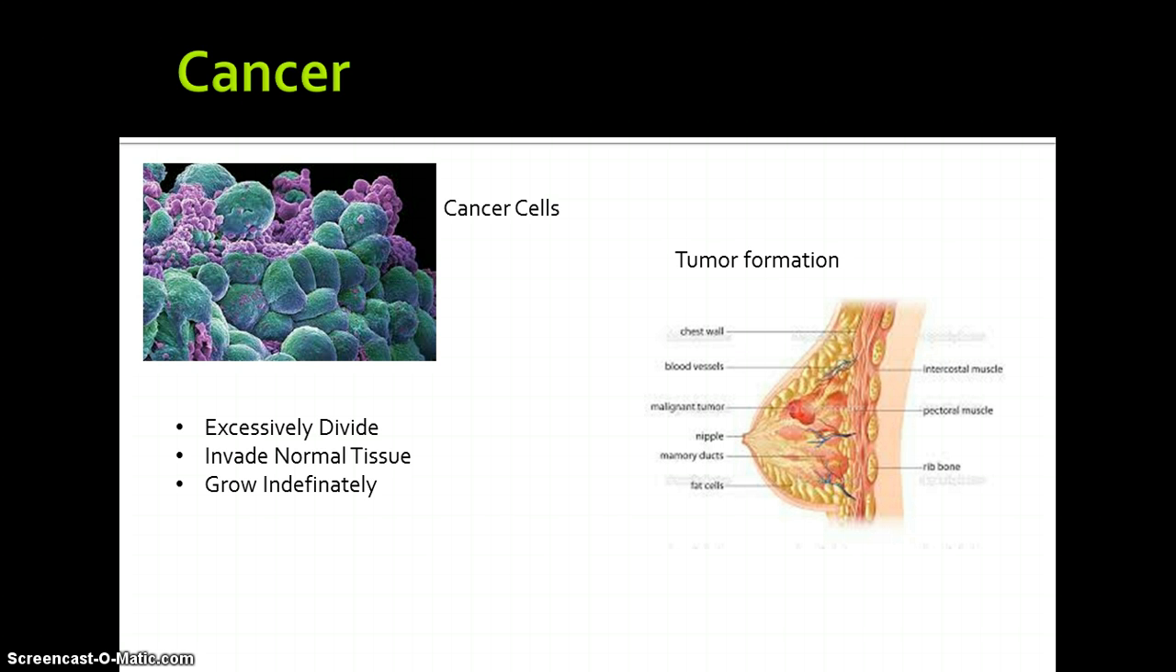And finally, cancer cells can divide indefinitely if the correct nutrients are present, and that's why cancer is one of the major problems that scientists and doctors face today. So on the right you have a picture of a tumor, which is just showing uncontrolled cell growth.